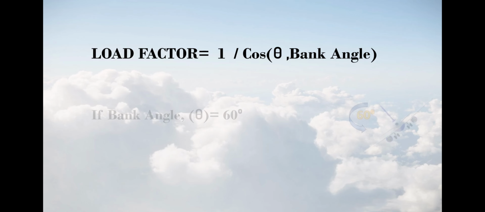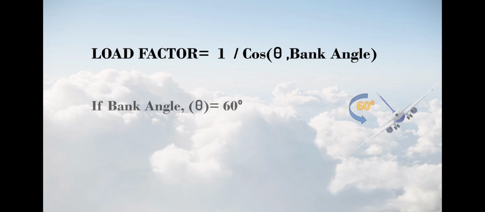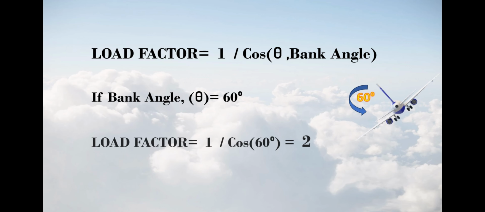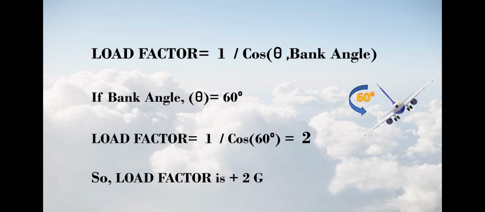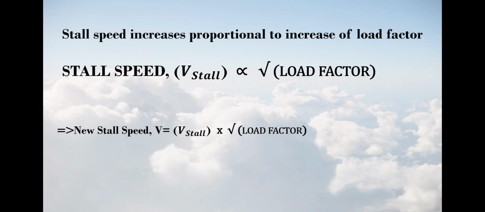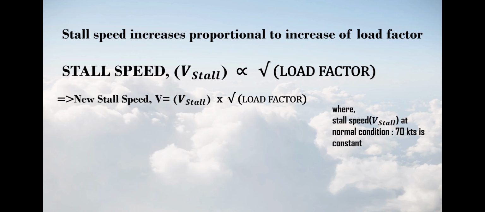If we consider a 60-degree bank at constant speed and level flight, load factor equals 1 by cosine of 60 equals 2. So the load factor will be plus 2g. And stall speed increases proportional to the square root of load factor, Vstall directly proportional to the square root of load factor. So V equals Vstall constant into square root of load factor.